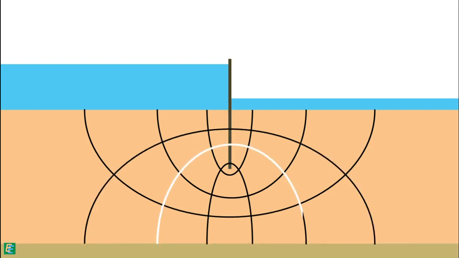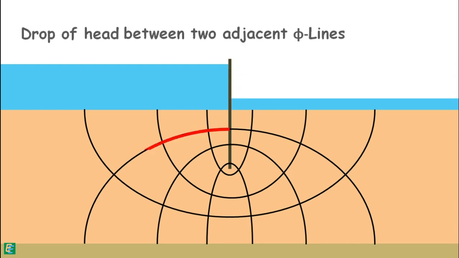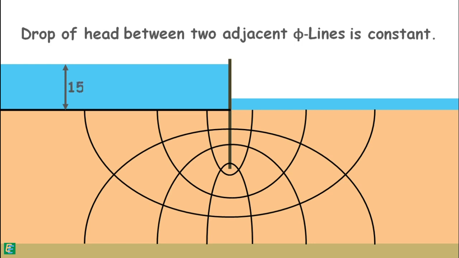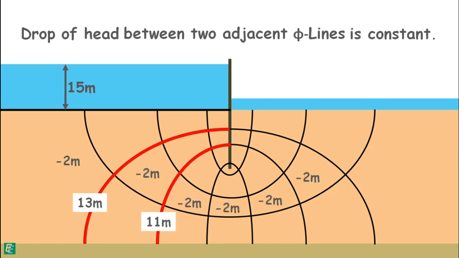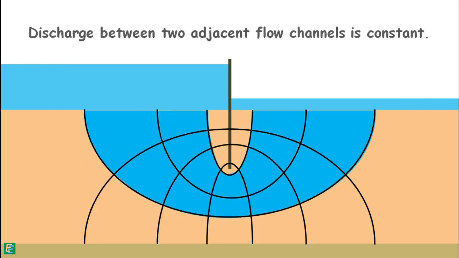These equipotential lines are drawn in a way that the drop of head or loss of head between two adjacent equipotential lines is constant, which means if the head at the first equipotential line is 15 meters and after the first equipotential line that head has dropped by 2 meters, the next drop in head should also be 2 meters, and so on. Also, the discharge between two adjacent flow channels is constant.